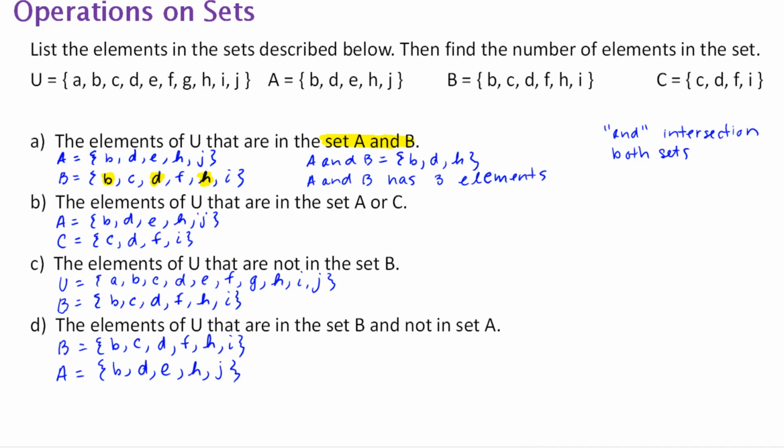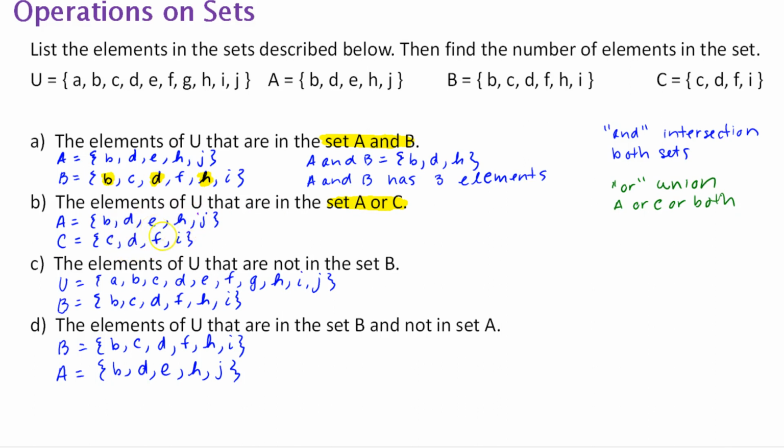Let's look at the next one. The elements of U that are in the set A or C. So the connector here, we're looking at the sets A and C, and the connector is the word OR. And in set theory, that means union. So we could also say the union of the sets A and C. Okay. It means it's in A or C or both.